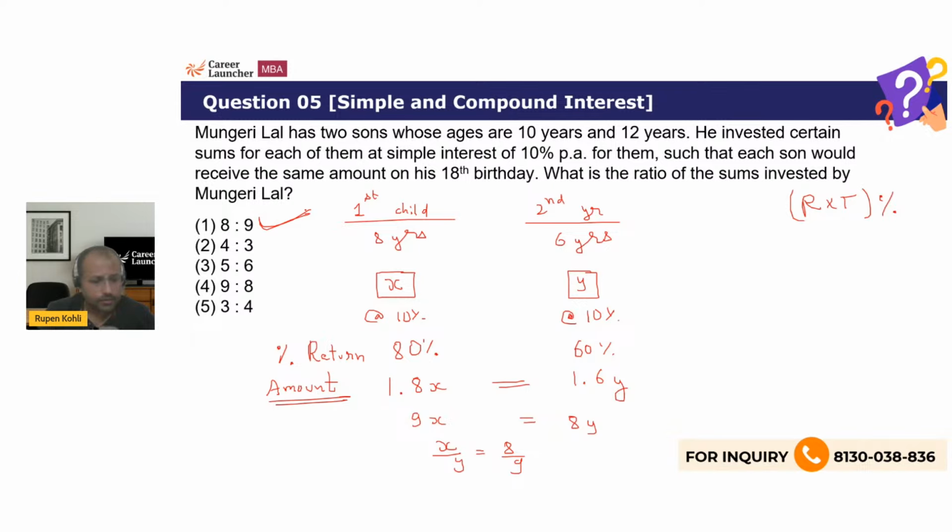So let me know, do we not know this concept that in SI the return is R into T percent? Do we not know this concept? What do we not know? I'm just wondering, right? So this was quite an easy one. I'm a little bit distraught. You should have got this.